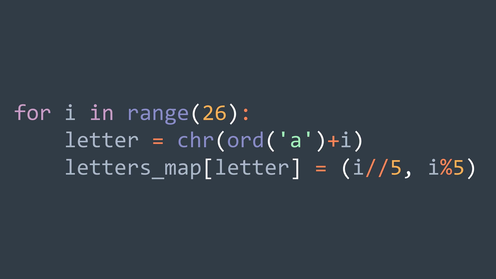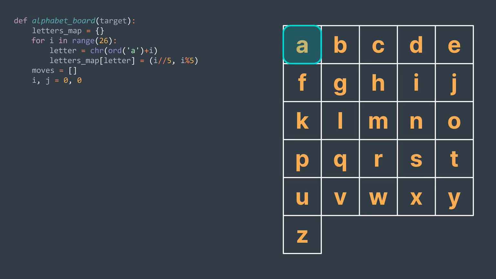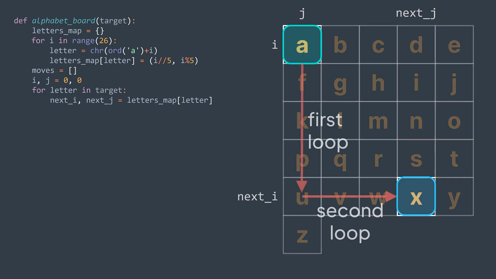Now that we have the board, we can start traversing it. We put i and j at 0, 0 as explained earlier. Now for each letter in the target, we want to go from cell i, j to the cell nextI, nextJ, where nextI, nextJ are the coordinates of the actual target letter, which we can get from the map we made now. To do so, we need two loops, one to move vertically to go from i to nextI, and one to move horizontally to go from j to nextJ.